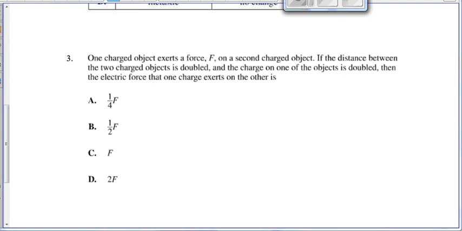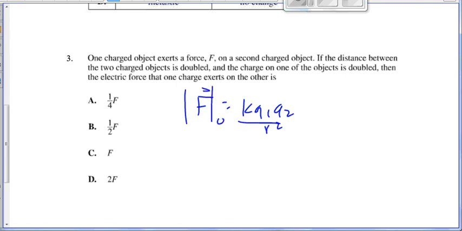It says one charged object exerts a force on the second charged object. The distance between them is doubled. The charge of one of the objects is doubled. Then the electric force that one charge exerts on the other is what? Well, what we've got to do is either find an equation that's relevant or derive an equation that's relevant. This one, it's just find one. We're going to use F is equal to KQ1 Q2 over R squared. This is what I'm going to call my original force. This is what I start with. This is what the force is before I do anything to it.